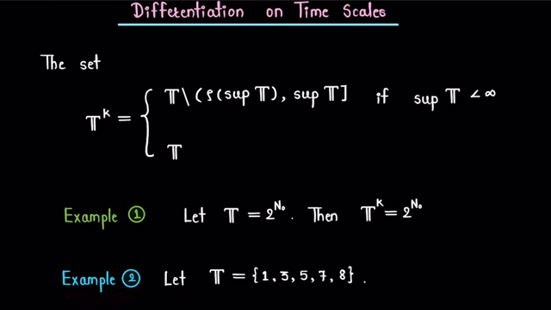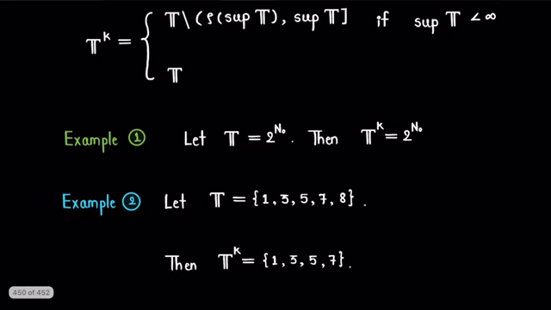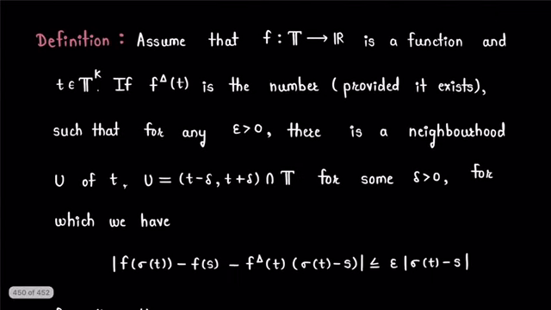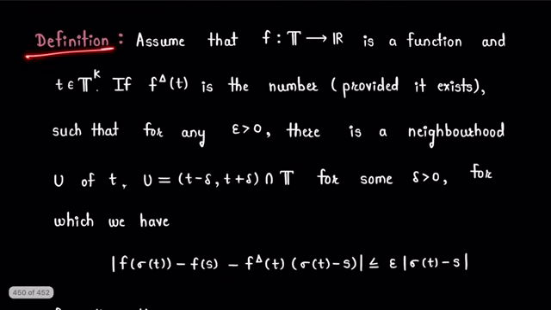As a second example, consider a time scale T containing finitely many numbers, say 1, 3, 5, 7 and 8. Now here clearly 8 is the supremum of this time scale and 8 is left scattered. So T to the power kappa will be the set containing numbers 1, 3, 5 and 7. So here we are eliminating this left scattered supremum of the given time scale to form the set T to the power kappa. Now we are ready to define the concept of derivative of a function in time scales.